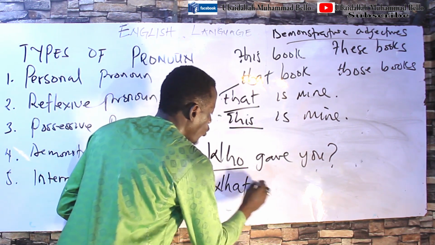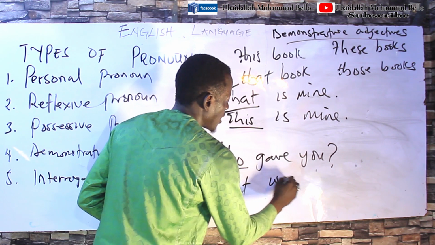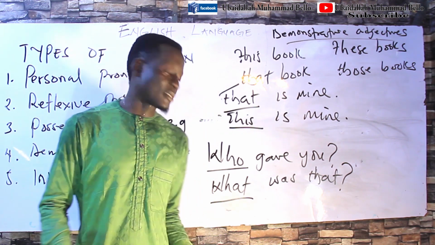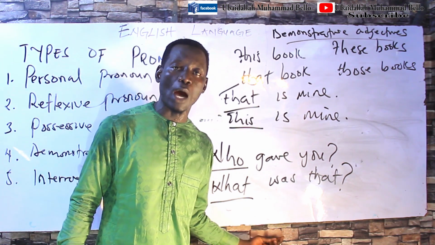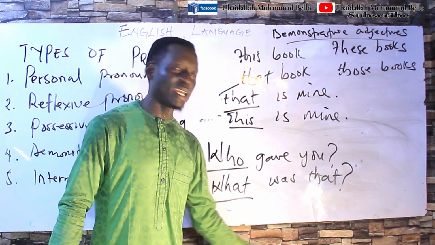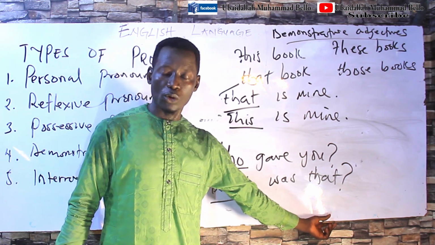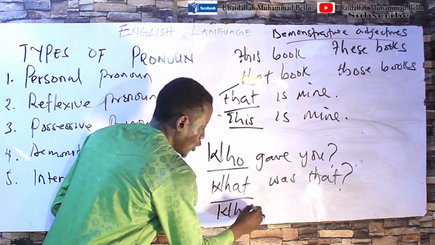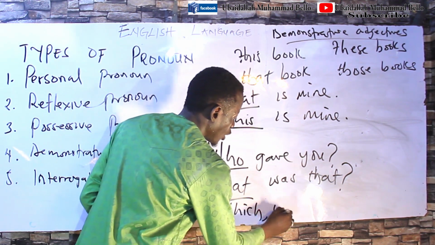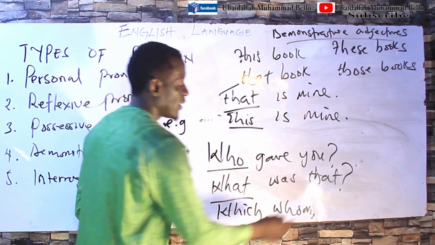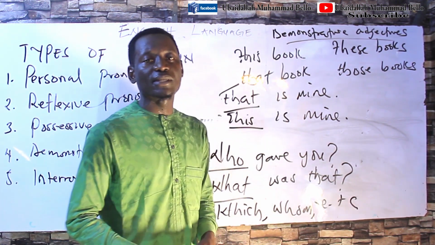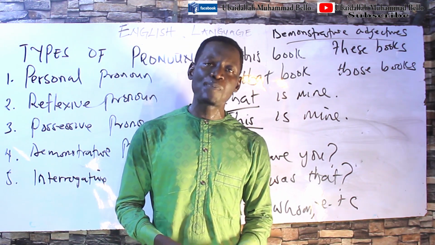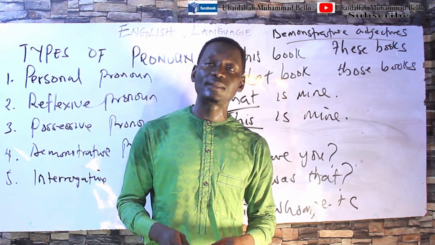Another one is, what was that? What was that? What here is another example of interrogative pronoun because it is used instead of a noun and it targets a question. Okay? There are other examples like which, whom, etc. All these are pronouns and interrogative pronouns. This is it, sparingly, for what we mean by types of pronouns.